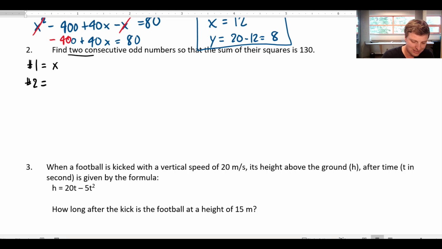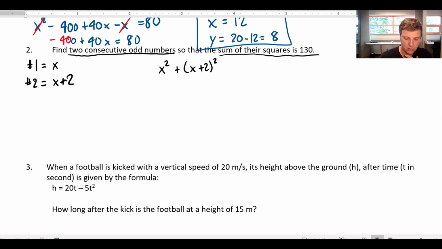If I have two consecutive odd numbers, so if they're odd integers, 1, 3, 5, and so on, and consecutive just means one after the other. Well, basically we're going to skip over that even number. So the first number is x, the next number will be 2 higher than that. So the second number will be x plus 2, because they have to be odd. If they were just consecutive integers, then it would be x plus 1. And we know that the sum of the squares is 130.